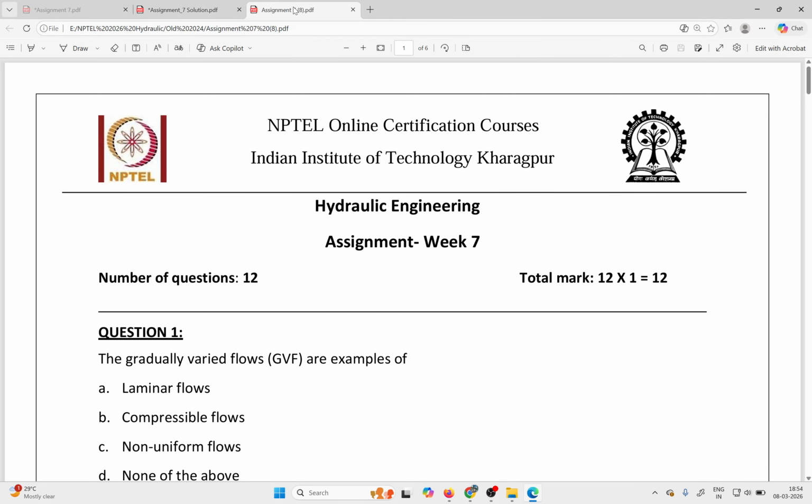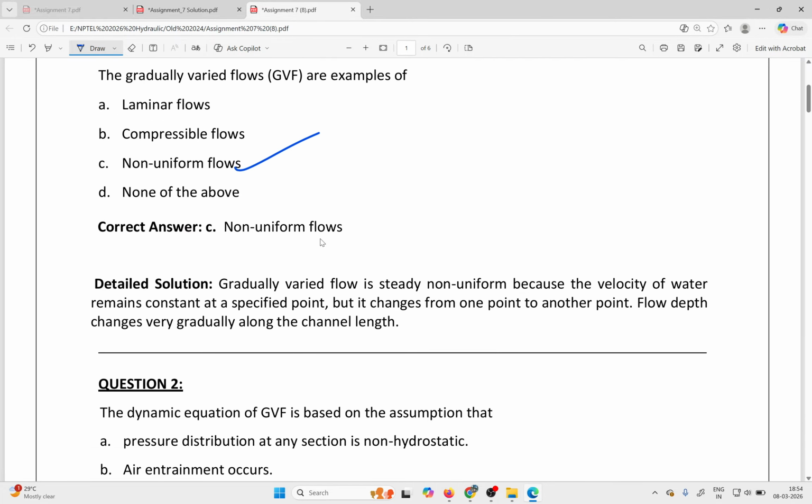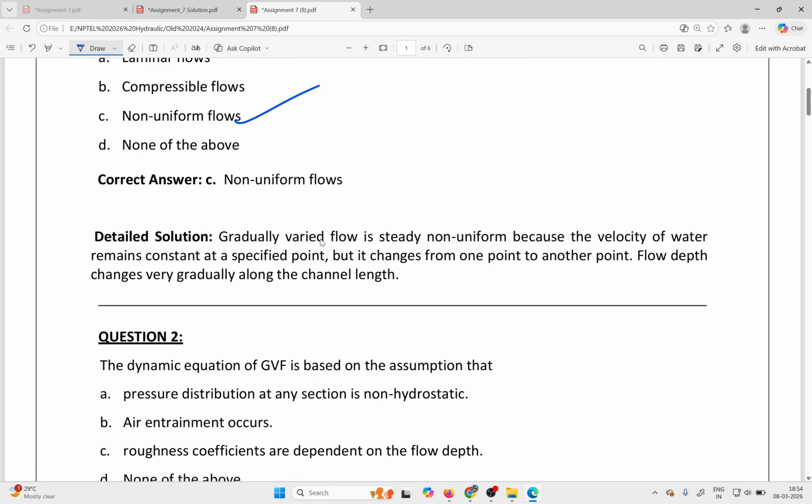Now the next is: gradually varied flow is an example of, already we have seen such type of question, non-uniform gradually varied flow. Okay, then the dynamic equation of GVF is based on the assumption of GVF. Remember please, the assumption. The dynamic equation of the GVF we have already seen in the previous section. The pressure distribution at any section is hydrostatic. Air entrainment, roughness coefficient depending on flow depth, no. So none of the above options will be correct here.